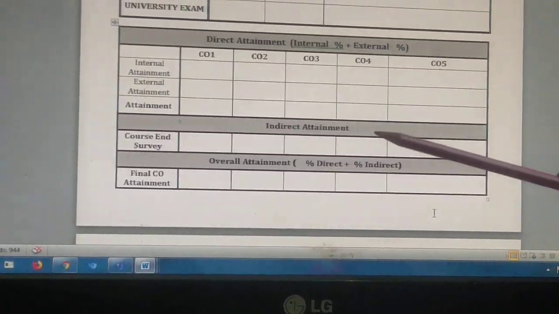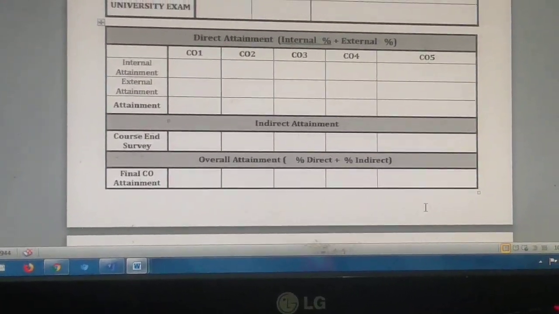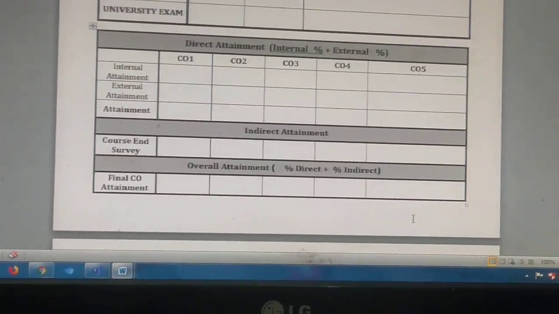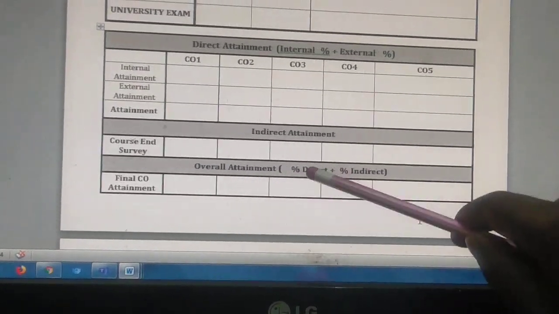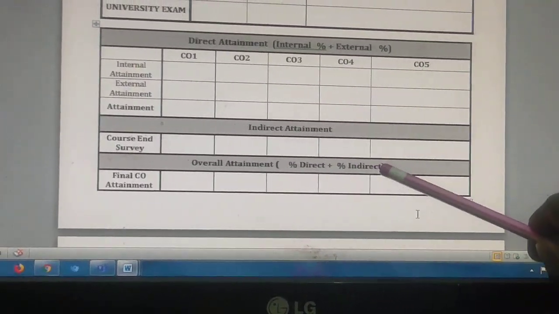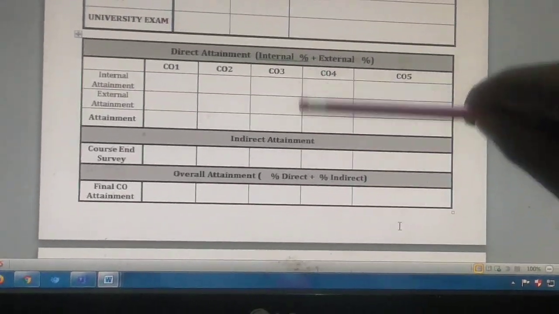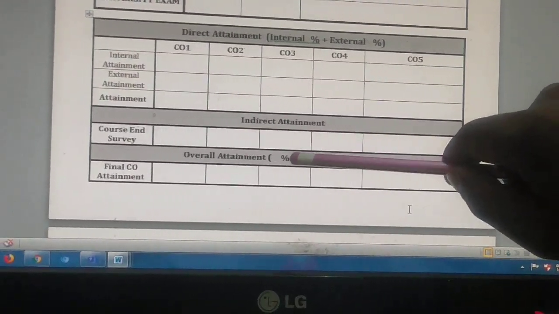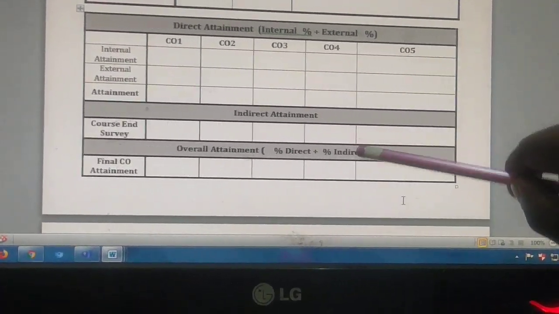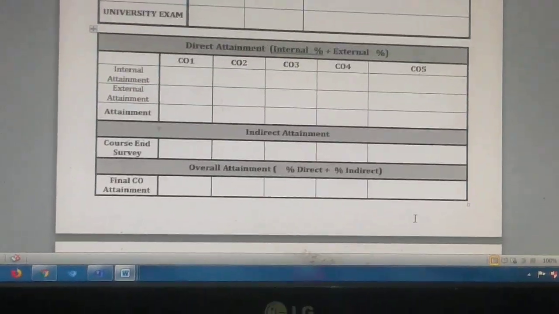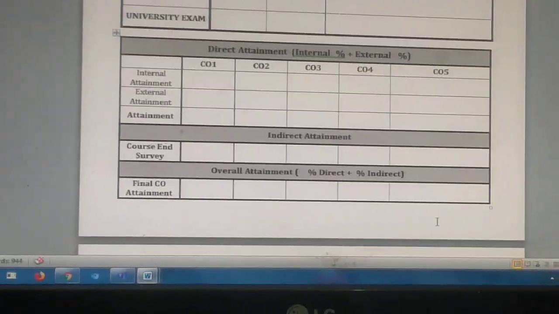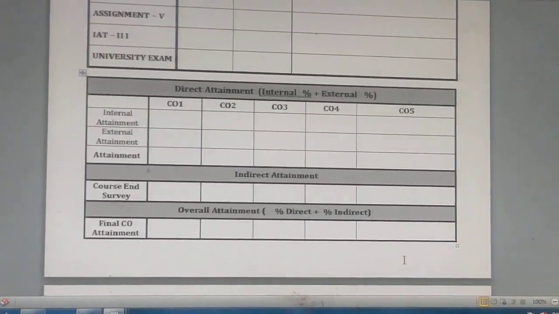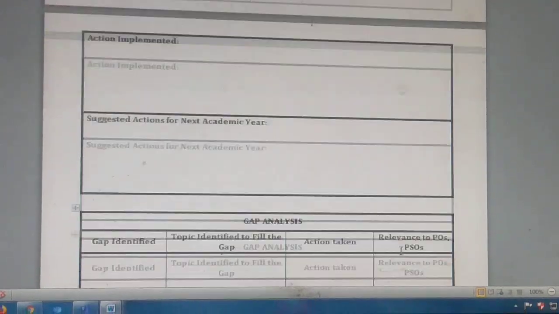CO1, CO2, CO3, CO4, CO5. So all the COs should have different values. Overall attainment is equal to percentage of direct attainment plus percentage of indirect attainment. In our college, you may choose 80% weightage for direct attainment and 20% for indirect attainment, or you may choose 90% and 10%, or 95% weightage for direct attainment and 5% weightage for indirect attainment.